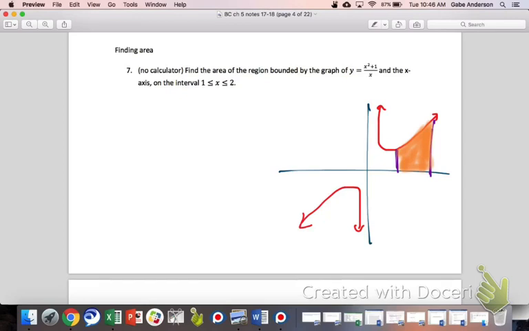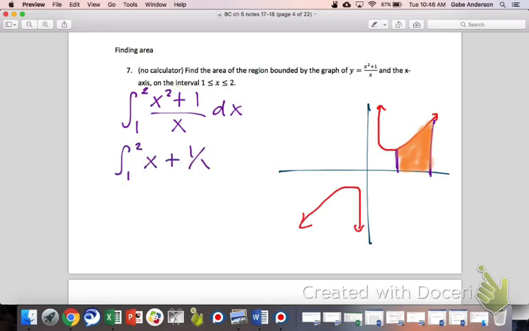Okay, so we would say integral from 1 to 2 of x squared plus 1, over x dx. That would be the definite integral you'd want to set up to find that area. And do you guys recognize that it's just the division, right? We just reduce everything by x. So you'd get integral from 1 to 2 of x plus 1 over x.